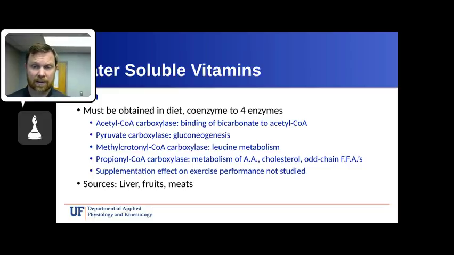The third enzyme it aids is methylcrotonyl-CoA carboxylase, which supports leucine metabolism. Recall from Module 2.3 that leucine is the amino acid that stimulates muscle protein synthesis. Finally, biotin binds to propionyl-CoA carboxylase, which is an enzyme that supports the metabolism of various amino acids, odd-chain fatty acids, and cholesterol. No studies have been performed examining the ergogenic benefits of biotin on athletic performance. Biotin can be obtained from foods including liver, fruits, and meats.